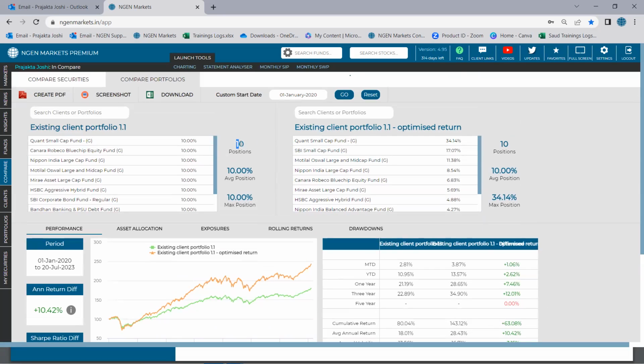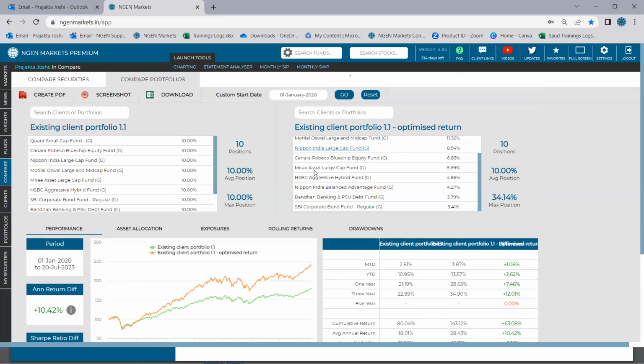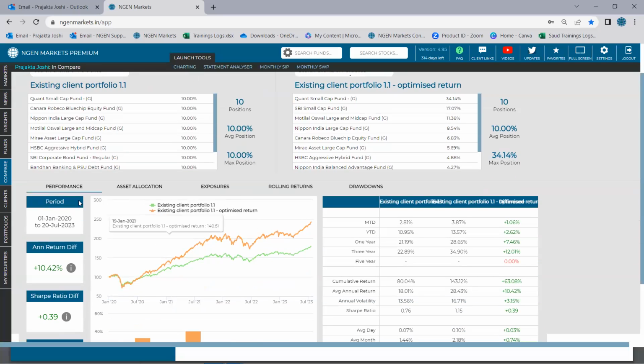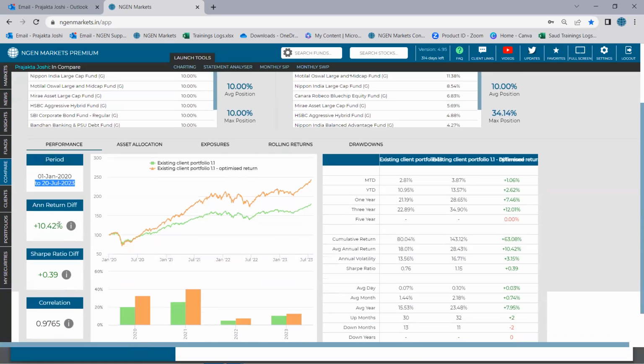As you can see, the number of positions in the portfolio has not changed. We have typically maintained the same funds. We have just reallocated their weightage in the portfolio to an optimized weightage. So we can see that in the time period under consideration, that's 1st of January 2020 to 20th of July 2023, the annual return differential between the two portfolios is close to 10.5%.